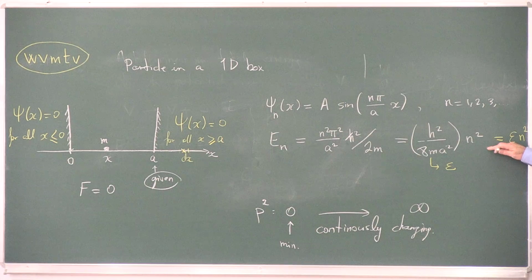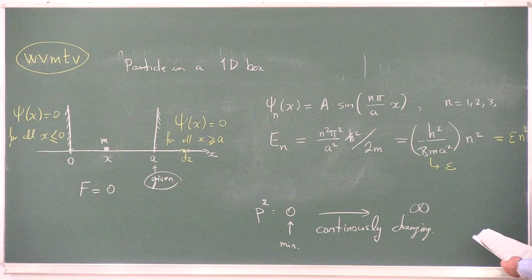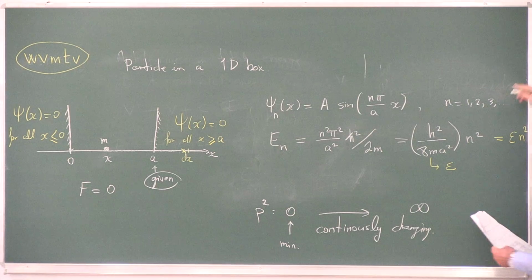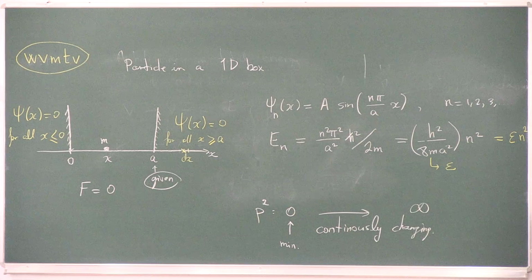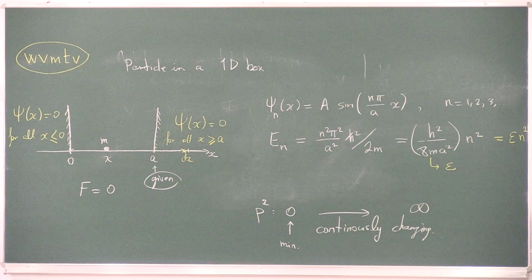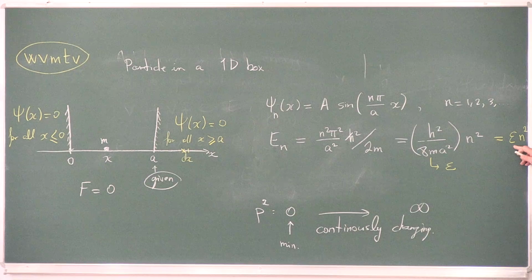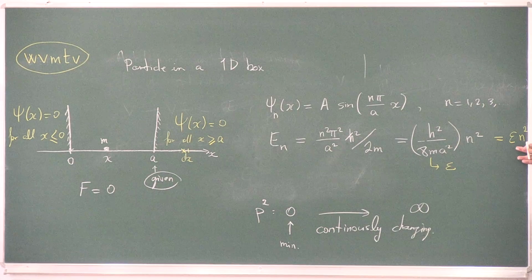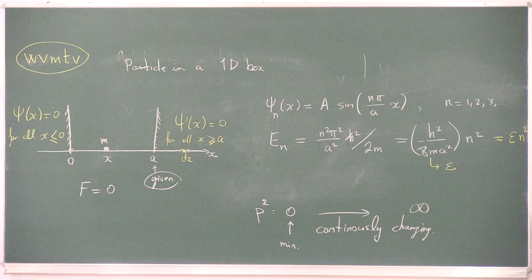We can show the allowed energies using an energy level diagram. In an energy level diagram, there is an energy axis vertically. Let us indicate the 0 of the energy axis. We note that epsilon is a positive number. N square is also positive. Therefore, all these energies are positive numbers.